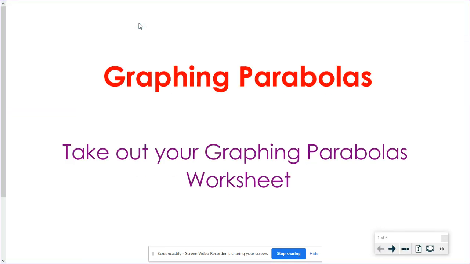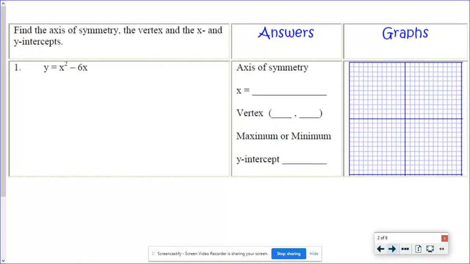Hello, algebra students. Today we are going to be actually starting to graph parabolas. So would you please take out your graphing parabolas worksheet? We're going to be doing some of the problems right from your practice problems, your homework together so that you can kind of see how this is going to work.